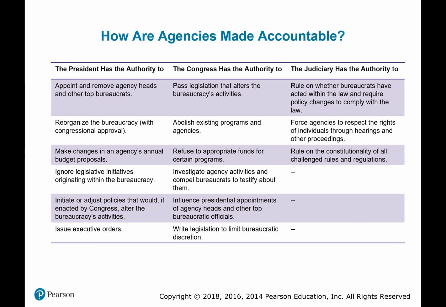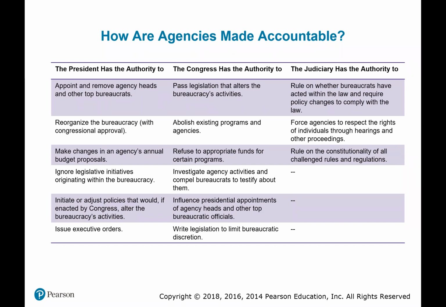Congress has the authority to pass legislation that alters the bureaucracy's activities. So if something goes through, a regulation is changed, and the majority party in Congress says, nope, we don't like it, they can pass a law to change that. Congress can abolish existing programs and agencies. They can say, we don't want the Department of Treasury anymore. They can refuse to appropriate funds for certain programs, and that's a big one, the power of the purse.